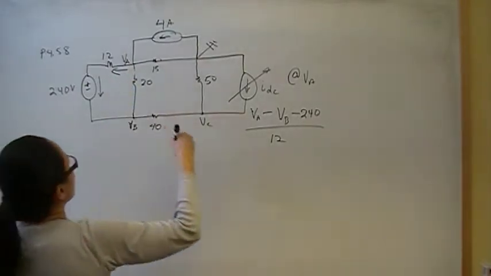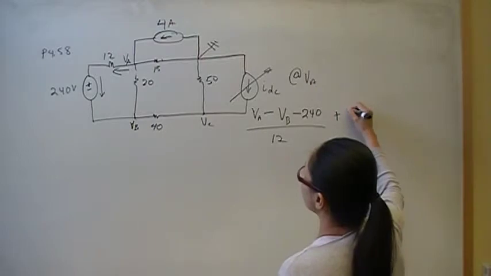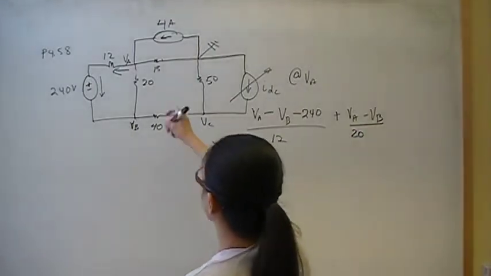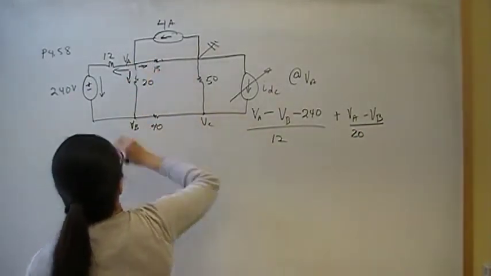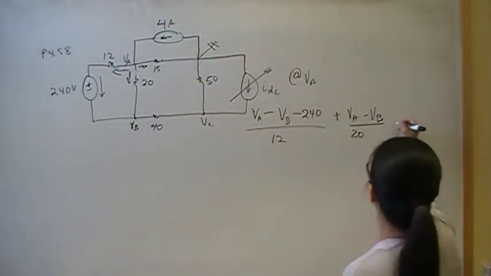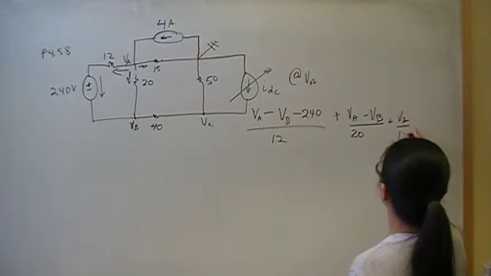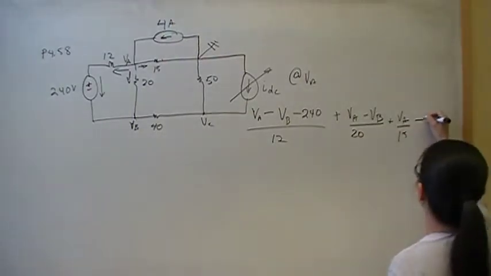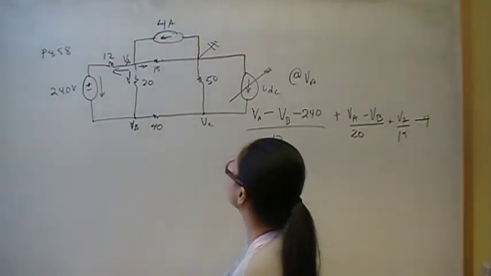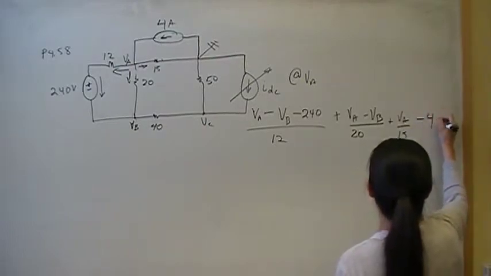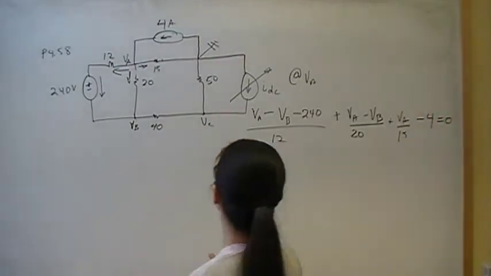Now this current is much more straightforward. That current is VA minus VB, and that's over 20. Now this current here is VA over 15, because this node here is our ground node. So plus VA over 15, and finally this current here leaving the node is going to be negative 4, because the direction of the current is going into the node, which means that's a minus. All that is equal to 0.